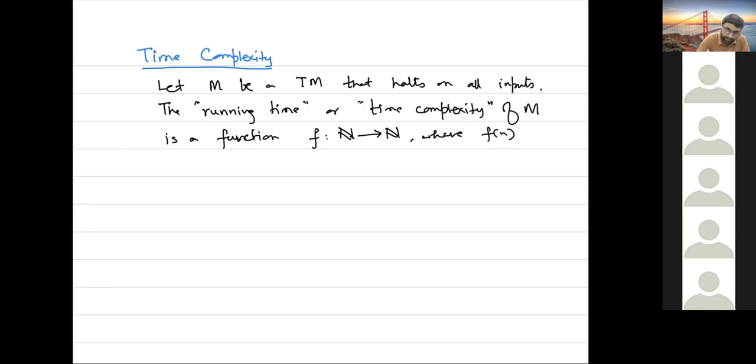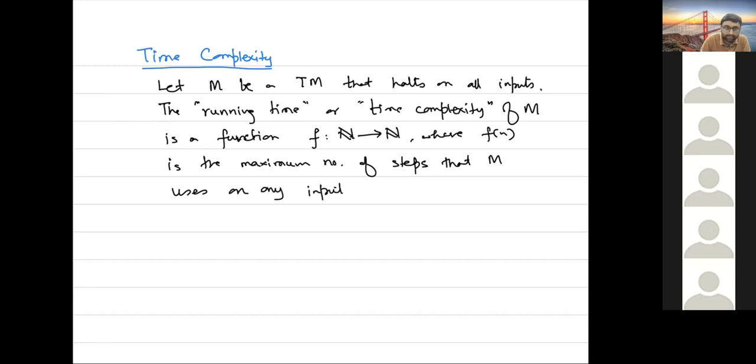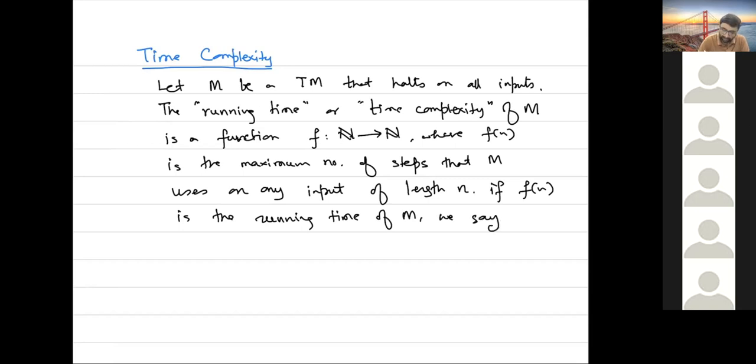So f of n is the maximum number of steps that M uses on any input of length n. If f of n is the running time of M, we say M runs in time f of n, and that M is an f of n time Turing machine.